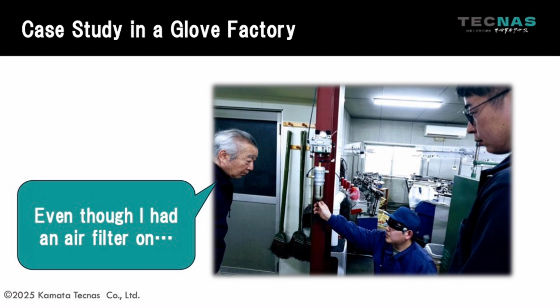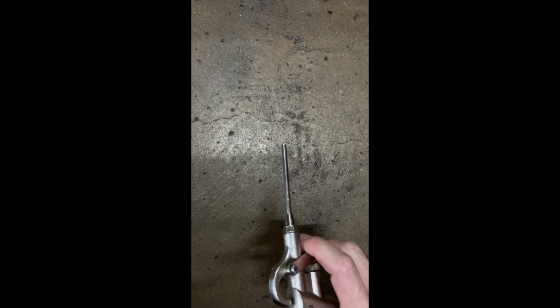By the way, water was coming out even with another air filter on. Did the Well Air really stop the water from coming out? Now, please take a look at the before and after. Thus, no water came out at all, and they later informed me that it was very easy and they were able to work without worry.